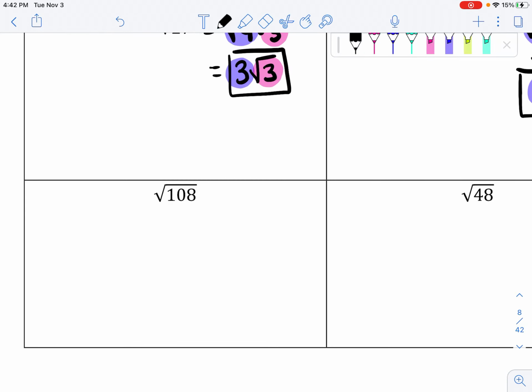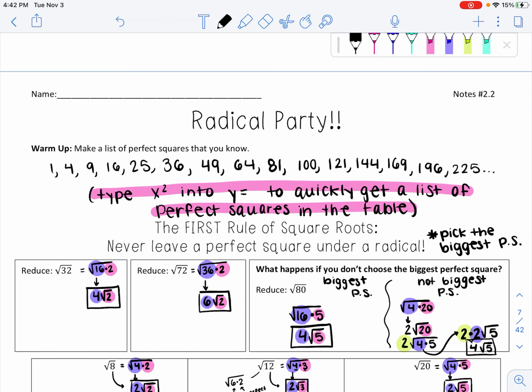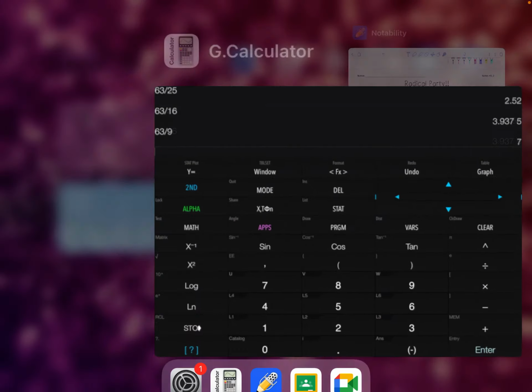108. Well, if I go to my list, 108 would fall right here. The biggest perfect square smaller than 108 is 100. I think it's pretty obvious that you can't divide 108 by 100. So I'm going to move on to the next one. I also think it's pretty obvious you can't divide 108 by 81 or by 64.